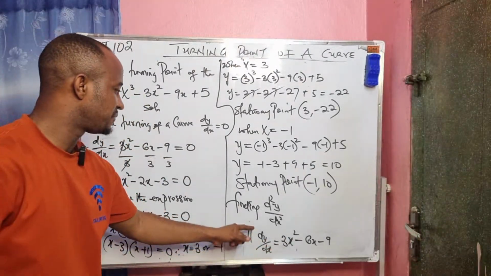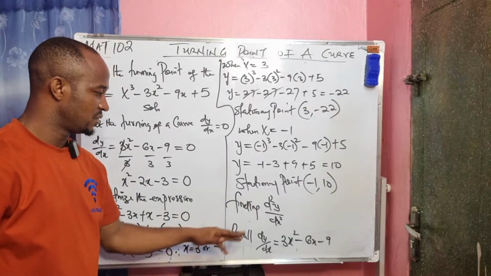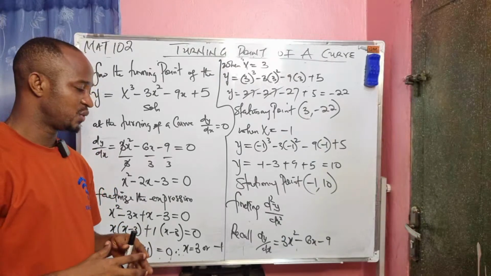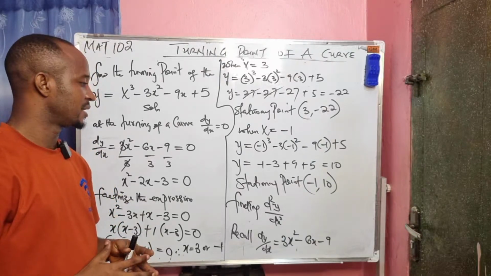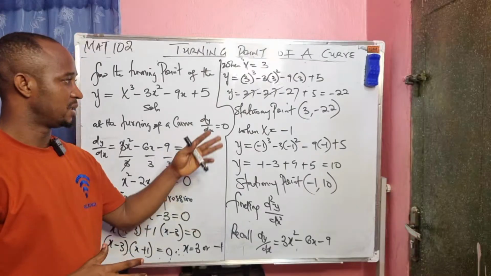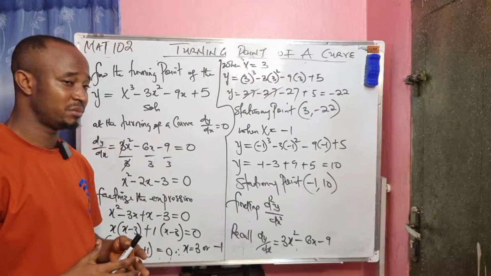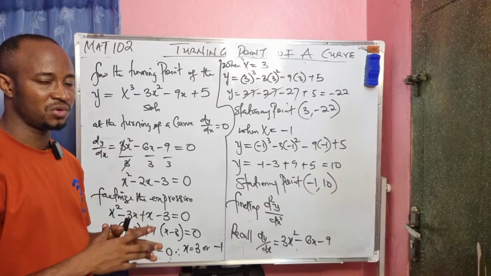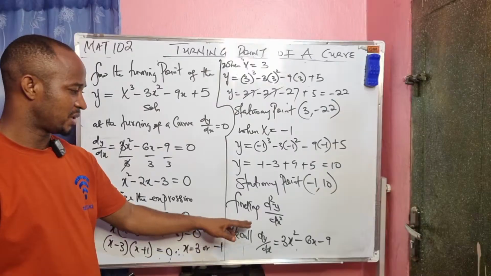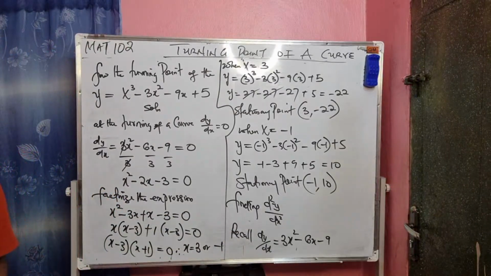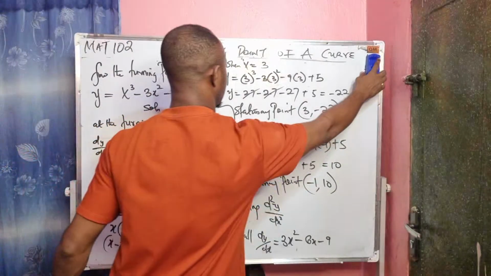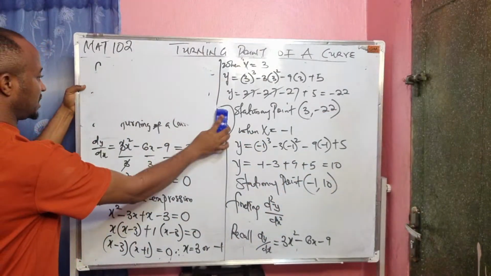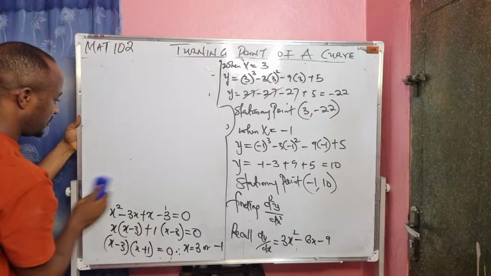Now the next is to find the second derivative, where we have the sufficient condition, which will enable us to determine if we have a maximum turning point or a minimum turning point. At what stationary point do we have maximum and minimum? That is where the sufficient condition comes in, right? So let's move on. Let's finish up here. I hope you guys are following.